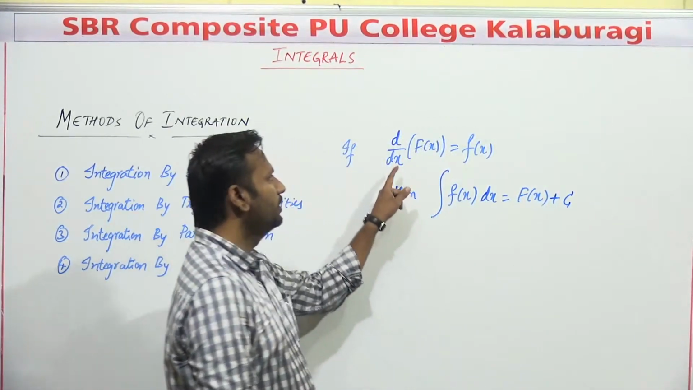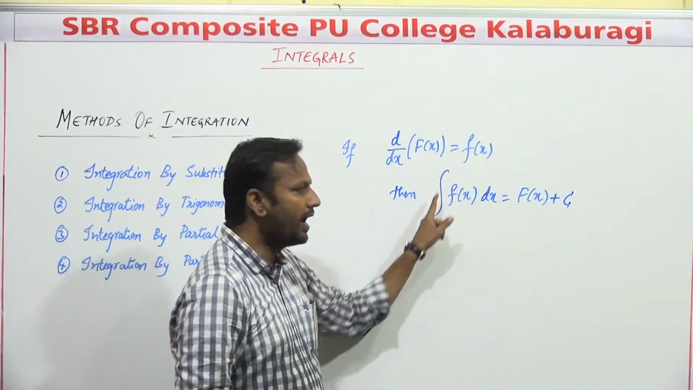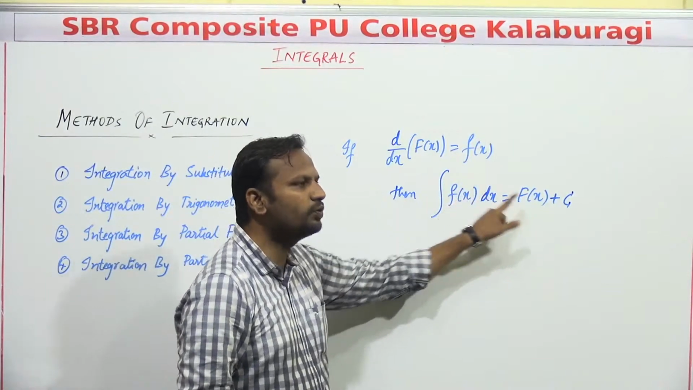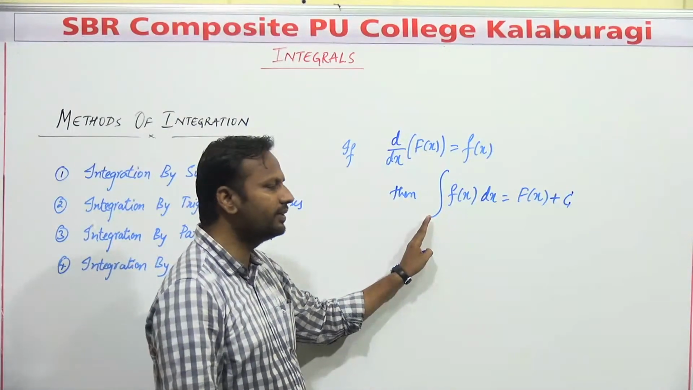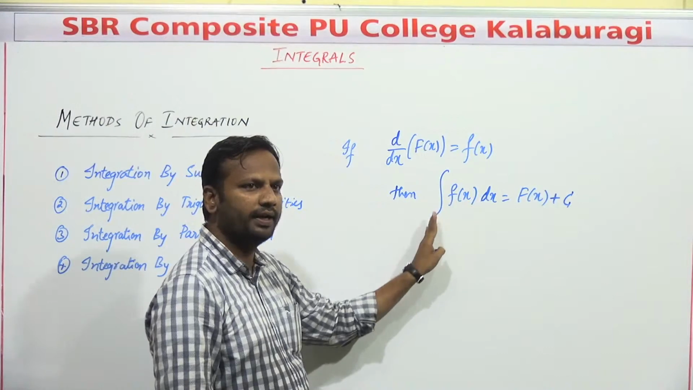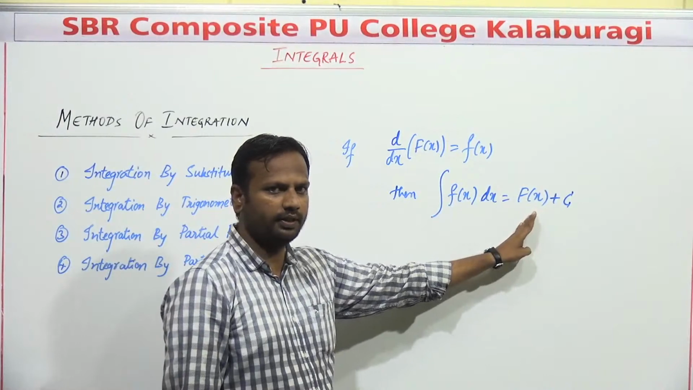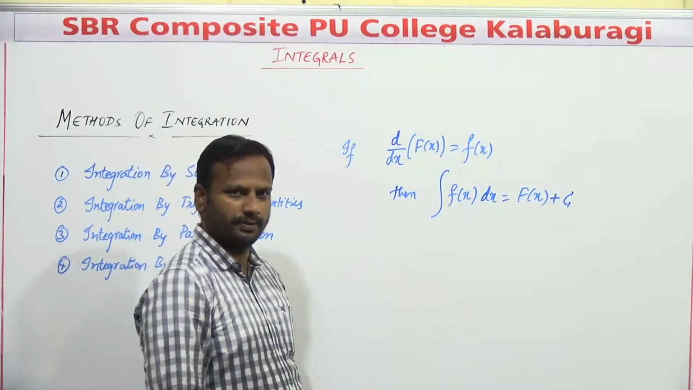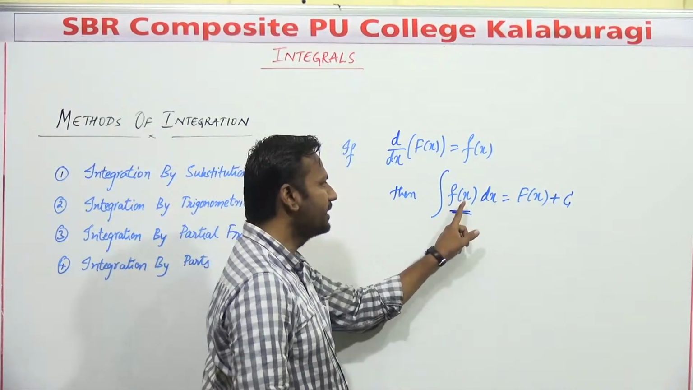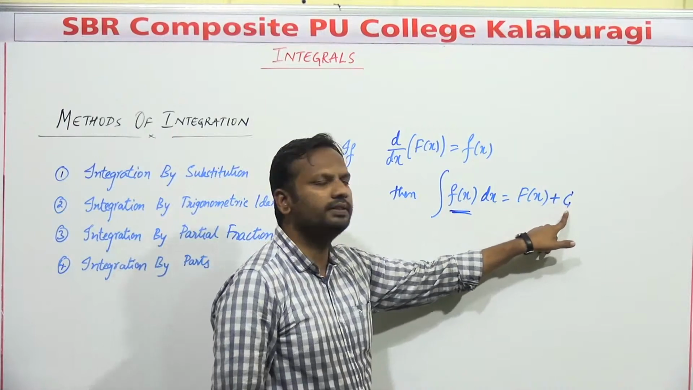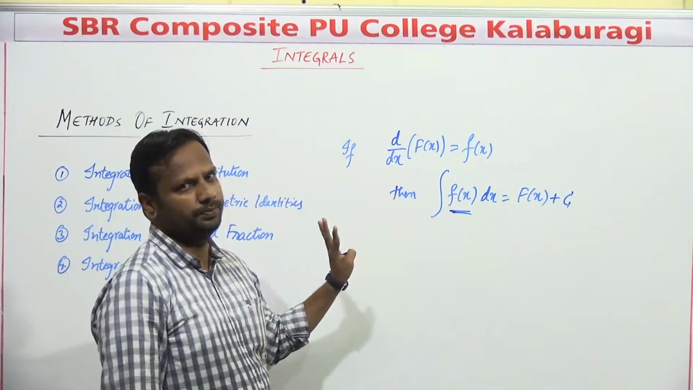Got it? So if the derivative of capital F of x is small f of x, then the antiderivative of small f of x is what here? Capital F of x, right? Got it? How do we read antiderivative of f of x or integral of small f of x? It is capital F of x. Got it now? So this is the definition, how we express it. This is the integral sign and this is the integrand. X is the variable of integration and c is the integral constant there. So you have to remember the definition, right?